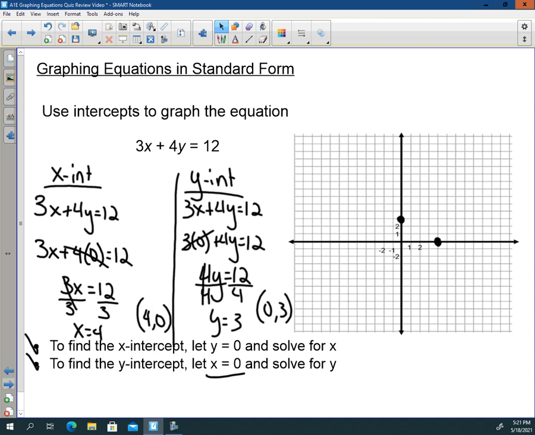And then all we have to do is connect those with a line. Done. That's how you use intercepts to graph an equation. You just work that equation with a 0 in for y, and then a 0 in for x, and figure out the point.